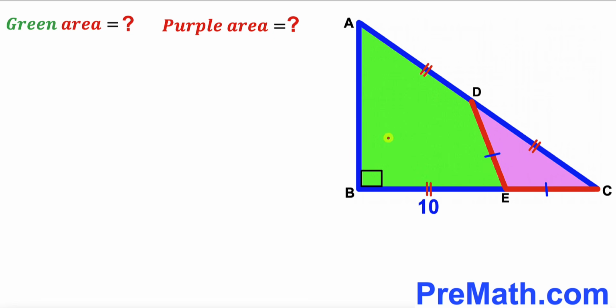And now our task is to calculate the area of this green shaded quadrilateral, and we are going to calculate the area of this purple shaded triangle as well.